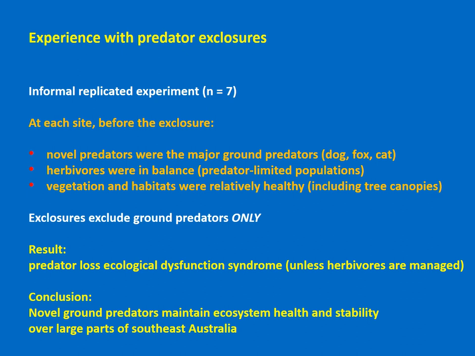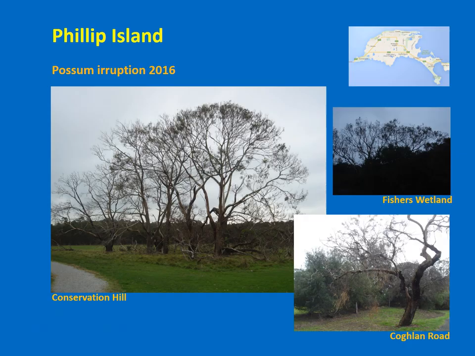And now that we know that the fox is so important in ecosystems, I think the animal rights and welfare issues in relation to fox control are more prominent. Phillip Island is an example of predator exclusion gone wrong at the landscape scale, with massive loss of trees. They've attempted to eradicate the fox from the island, and they've got it down to less than 10 animals.